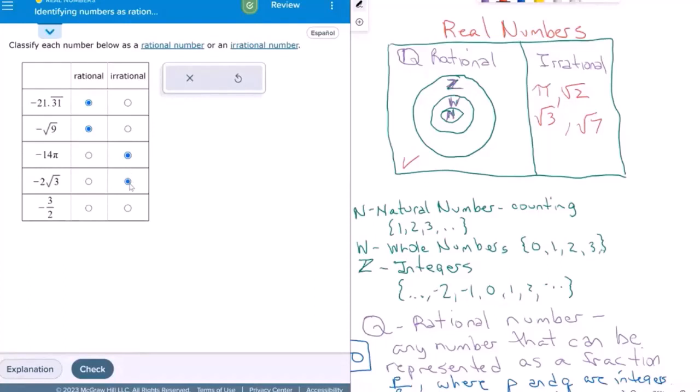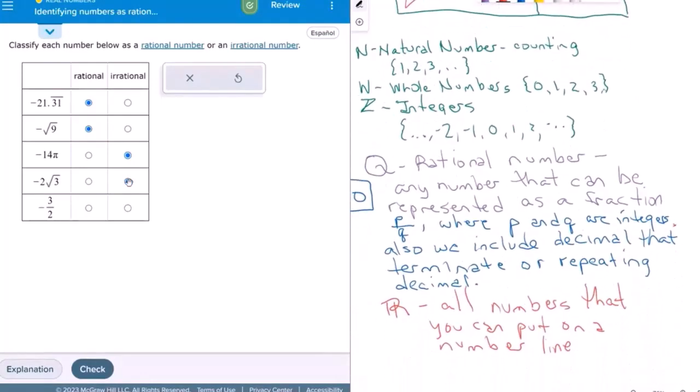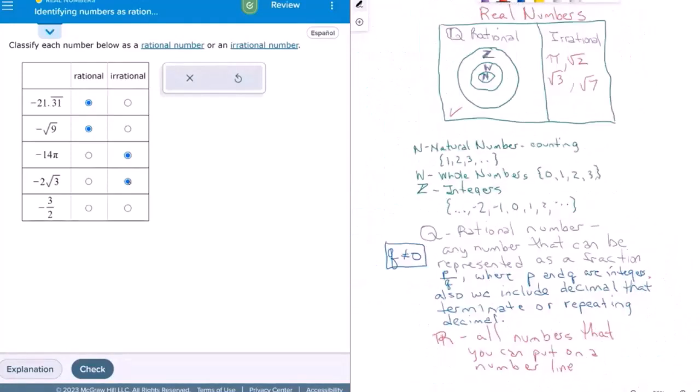Okay, and then negative 3/2. I think rational, because it'd be like 1.5, right? If you divide it, yes, and it actually fits the definition of a rational number: any number that can be represented as a fraction, P over Q. P is 3, Q is 2. P and Q are integers, so 3 and 2 are integers? Yes. Also, we include decimals that terminate or repeating decimals. Does that definition now make a little more sense? Yeah, that helps. Thank you.